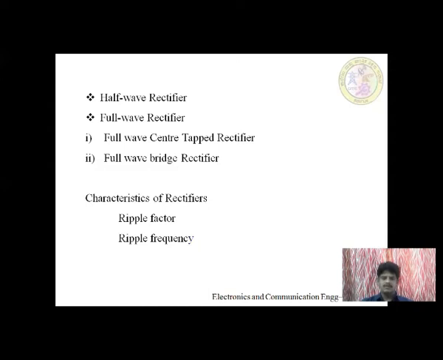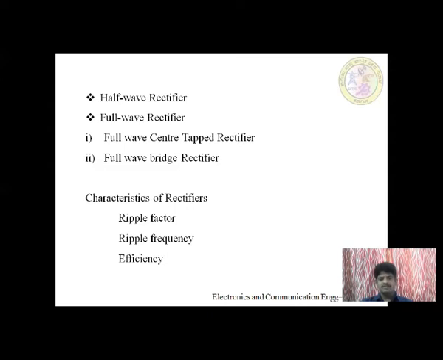Ripple frequency means the frequency of the output of the rectifier. In the half wave rectifier, the ripple frequency will be the same as your input frequency, because for each one cycle of input signal, the output will have one half cycle. It may be positive or negative. But in the case of the full wave rectifier, for each one cycle of input signal, the output will have two half cycles, positive or negative. So the output will be 2F.